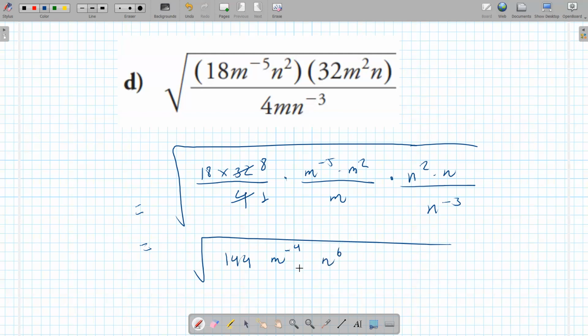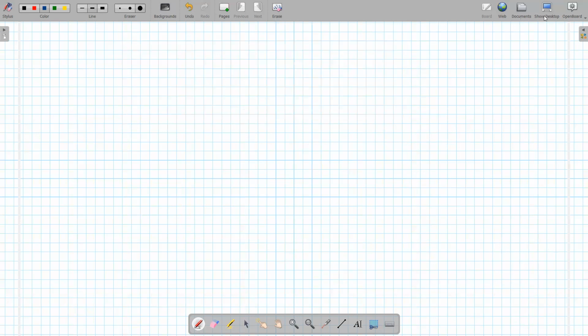Right. So the m^-4, I'm going to toss it down to make it positive. What's the square root of all this? 12, and then n to the power of 3, and then m to the power of 2. And that's it. We are done.